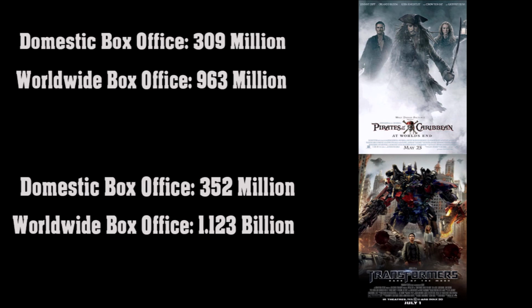And you look at the worldwide totals for each. Pirates did 963 million and ended up being the highest grossing worldwide movie of that year, 2007. And Dark of the Moon, this was the first $1 billion movie in the series, did $1.1 billion, and at its peak was actually the fourth highest grossing movie of all time. So yeah, both of these franchises may have seen a dip domestically, but still were mega franchises because of that worldwide total. And that's why things continued on with their fourth movies.